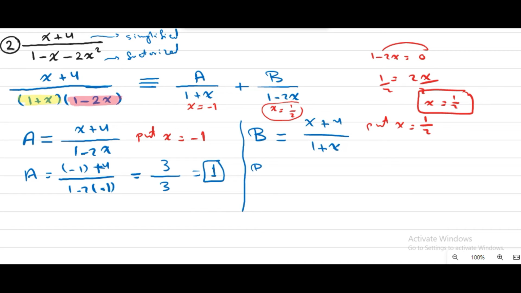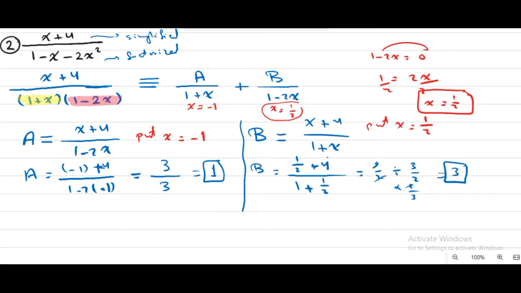So we can say that B equal x plus 4 over 1 plus x, sorry, it's 1 over 2 plus 4. We will put 1 over 2 in the place of x, so it will be 1 over 2 plus 4 over 1 plus 1 over 2. It will be 9 over 2 divided by 3 over 2, which will be multiplied 2 over 3, cancel, it will be 3. So this is the value of letter B.